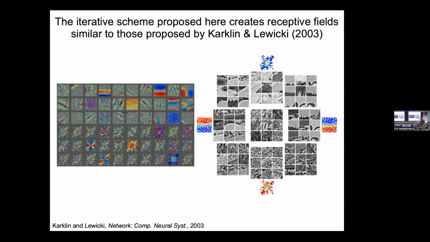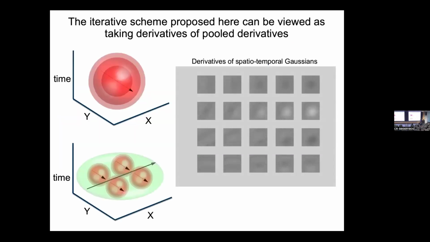And they get receptive fields that look like on the left here in their completely artificial model with no physiology data whatsoever in 2003. And if you notice, these receptive fields actually kind of look like our receptive fields, which I think is kind of cool. I've always loved this paper, and it was kind of neat to see that they weren't crazy.